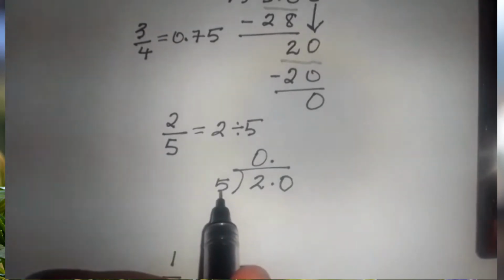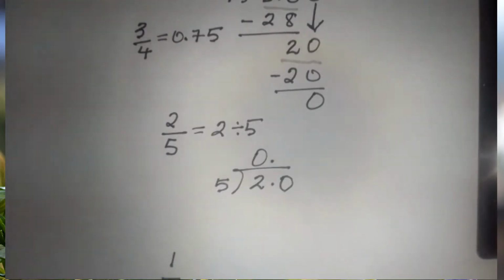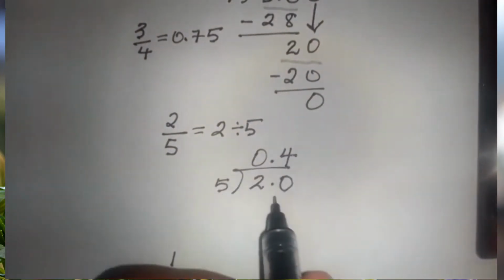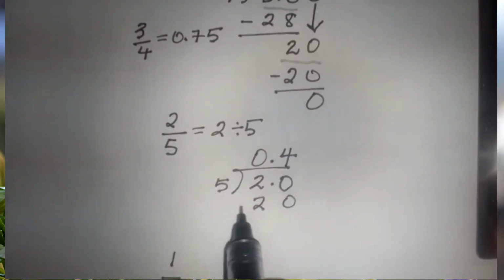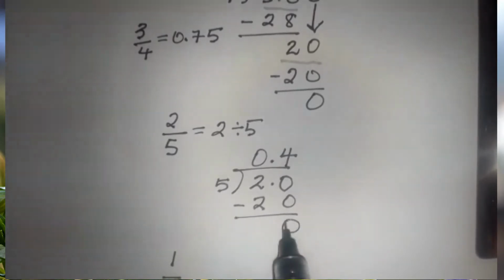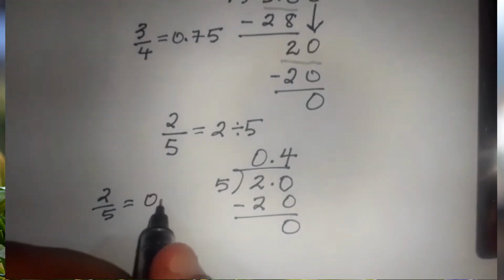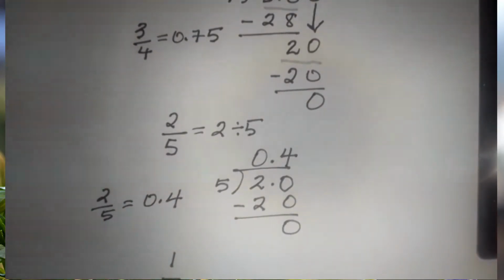So I'm going to say now, 5 into 20 goes how many times? It goes 4 times. 4 times 5 gives me 20, and when I do my subtraction, I end up with 0. So 2 over 5 is exactly equal to 0.4 as a decimal. And I'm done.